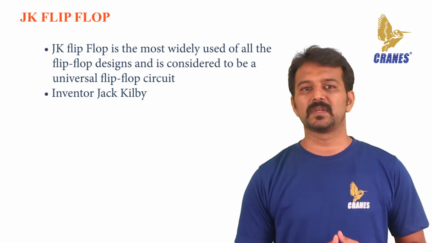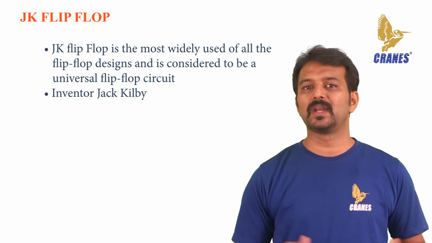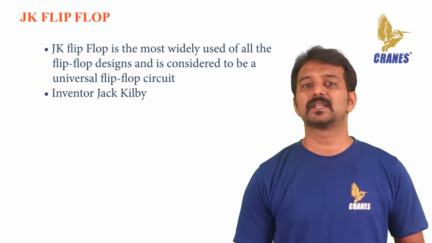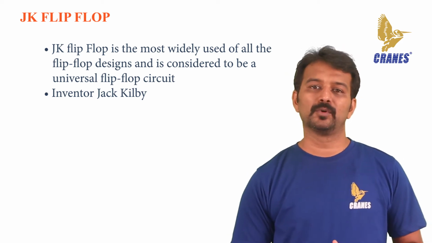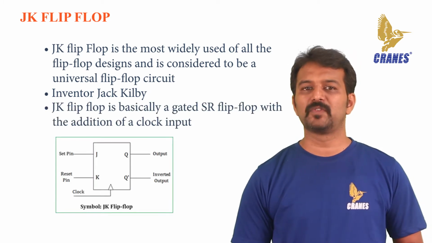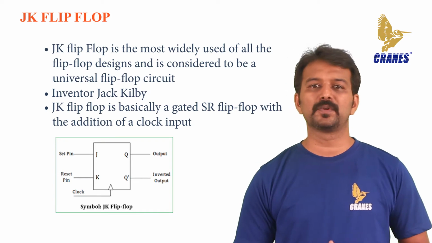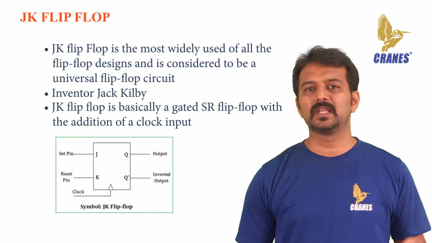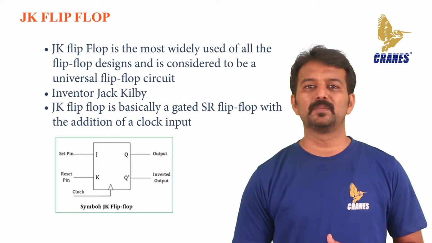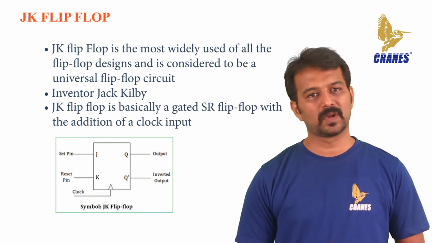The difference this time is that the JK flip-flop has no invalid or forbidden input states of the SR latch, even when S and R are both at logic 1. The JK flip-flop is basically a gated SR flip-flop with the addition of a clock input circuitry that prevents the illegal or invalid output condition that can occur when both inputs S and R are equal to logic 1.